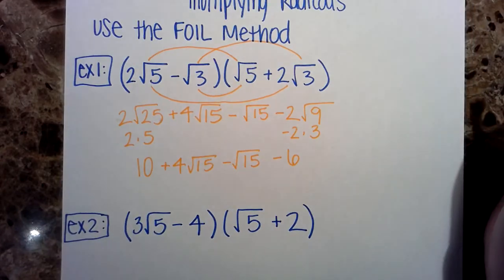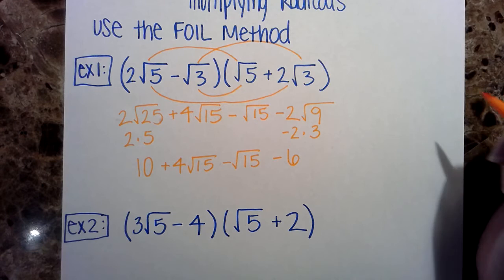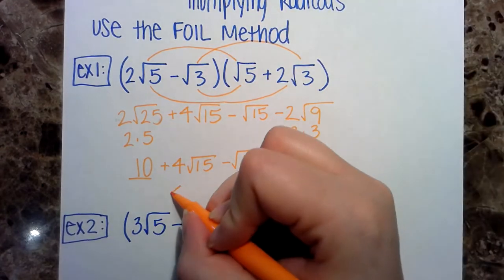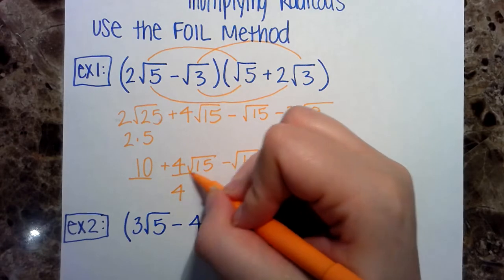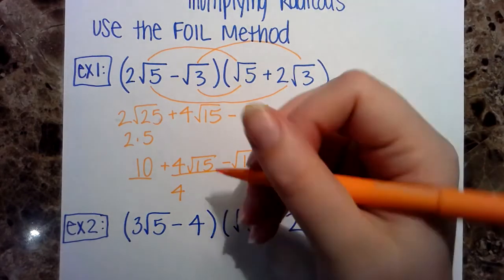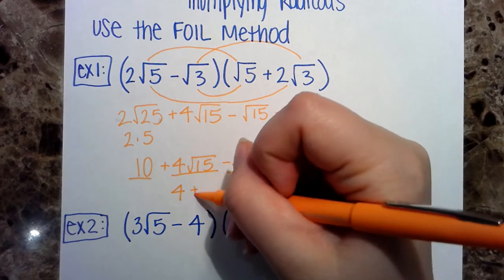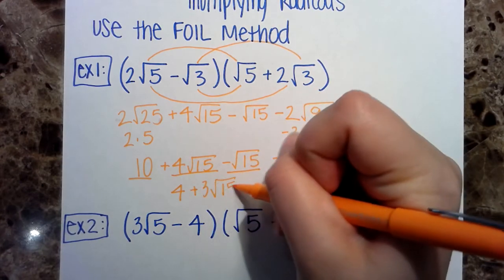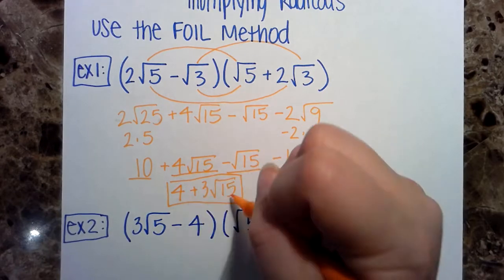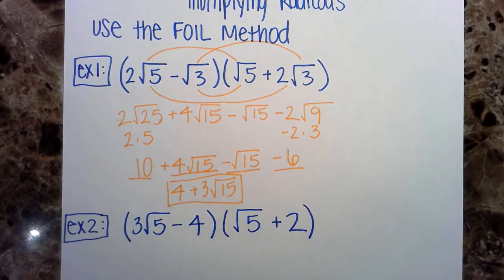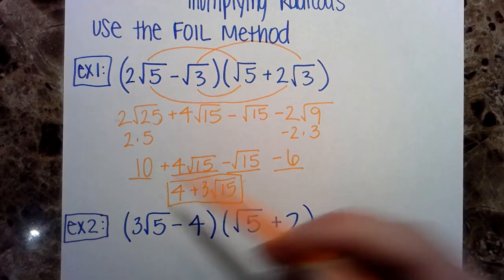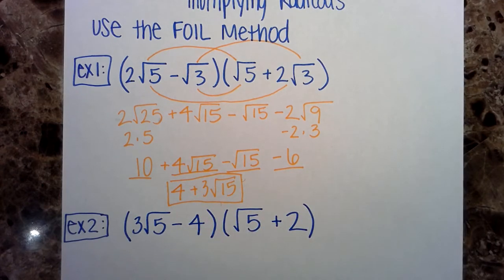I'm now going to combine like terms. So I have 10 minus 6, which is going to give me 4. And then I have 4 square root 15 minus 1 square root 15, which is going to give me a positive 3 square root 15. That is going to be my final answer. It doesn't matter the order that it's in. So you could have had 3 square root 15 plus 4, and that would have worked as well.